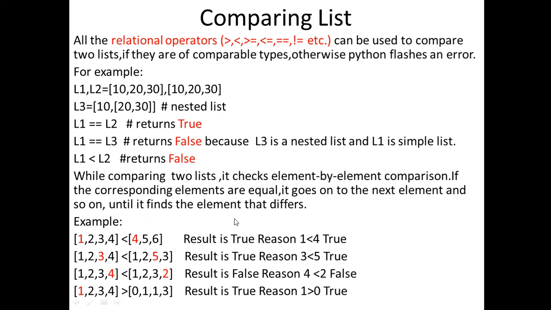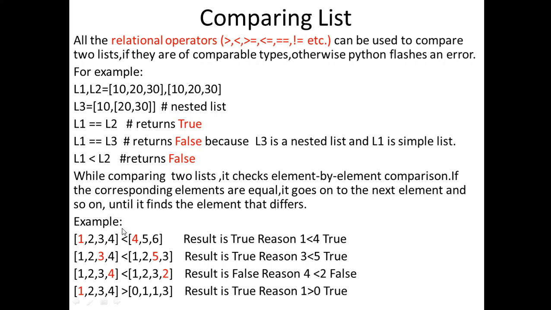Now, you can see more examples are there. Suppose there are two lists, 1 2 3 in the first list, second list 4 5 6. Result is true. Reason: 1 less than 4 is true. You can see the corresponding element. The comparison is less than, whether the first list is less than the second list. If you write print 1 2 3 less than 4 5 6, then it will return true. Why? Because the corresponding element 1 is less than 4.